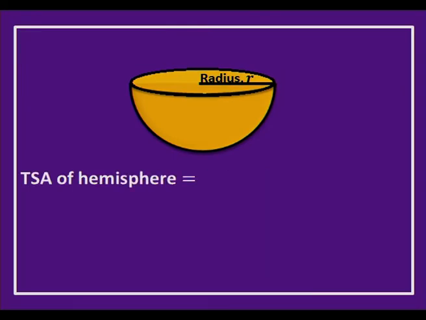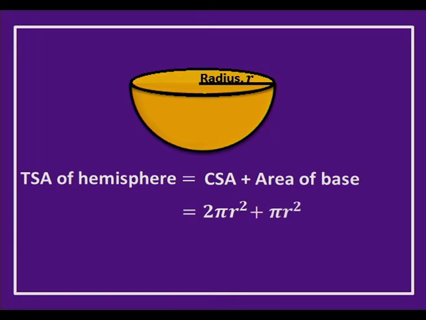Now, let us find the TSA of hemisphere. So, TSA of hemisphere is its curved surface area plus on the top there is a base, right, which is in the form of a circle. Now, let us substitute the values. CSA of hemisphere is 2 pi r square plus base is a circle and its area is pi r square. Now, adding these two terms, we get 3 pi r square. So, this is a formula to find TSA of hemisphere.